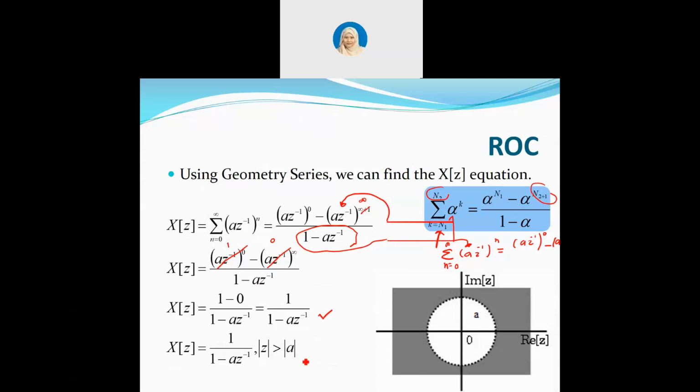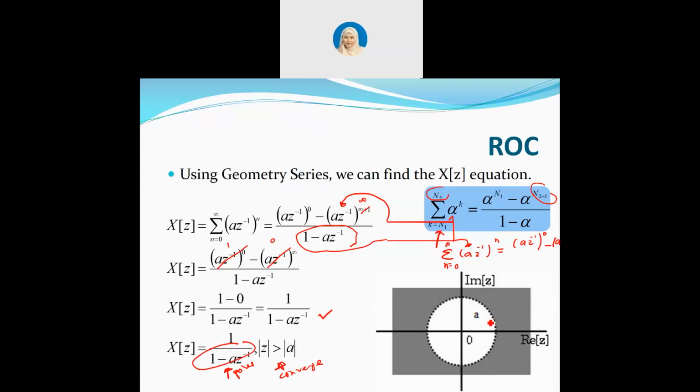And Z is greater than A. So this is for convergence. For convergence, Z must be bigger than A. So in our ROC, we need to draw the poles and zero. So how to find the poles? A is our pole. Poles are located at the denominator.